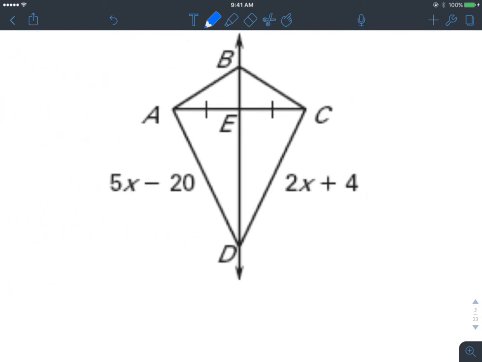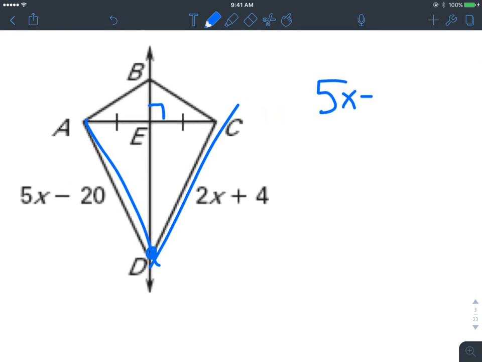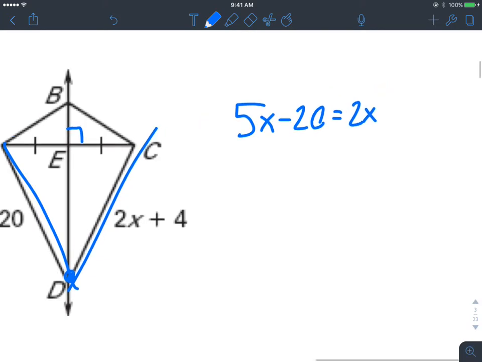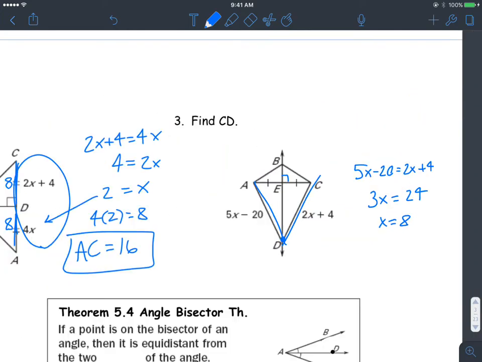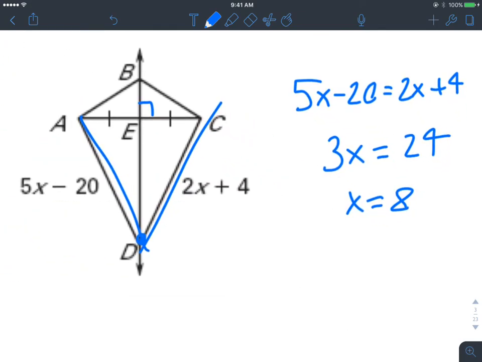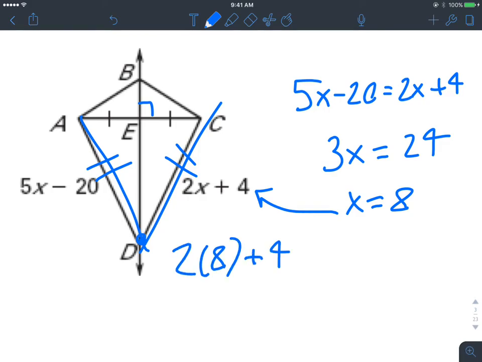Okay, same type of problem here. Notice here D is on the perpendicular bisector. So these two segments right here should be the same. So 5x minus 20 equals 2x plus 4. We can subtract over the 2x, you get 3x, you can add the 20, you get 24, and then x equals 8. And then what do we find? Find CD, so go plug 8 back in. You can plug it into either side, because these lines should be congruent anyway. So 2 times 8, and then plus 4, so 16 plus 4, something like 20.